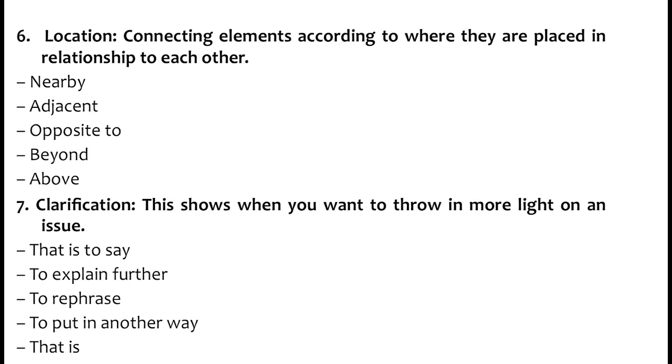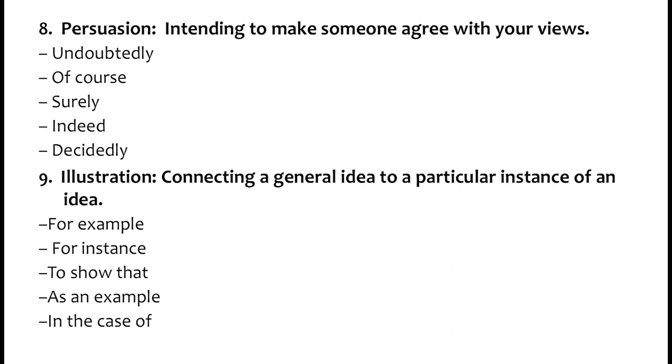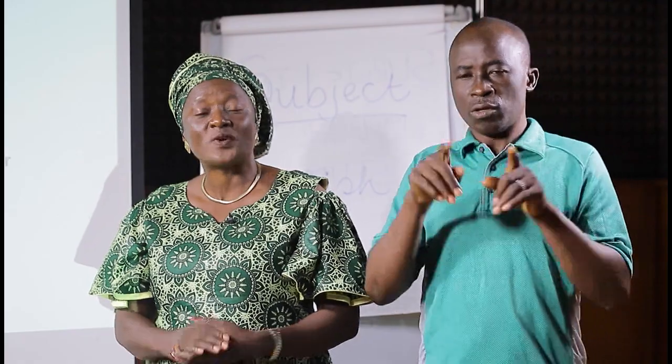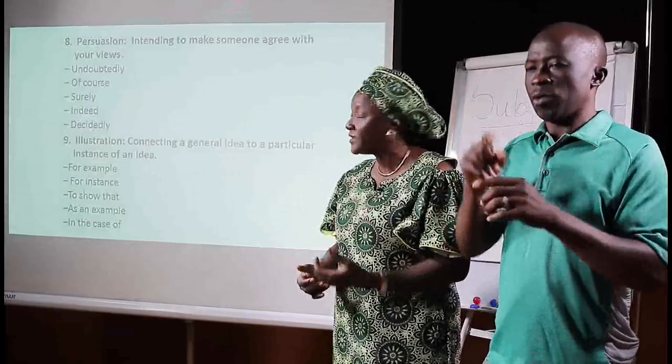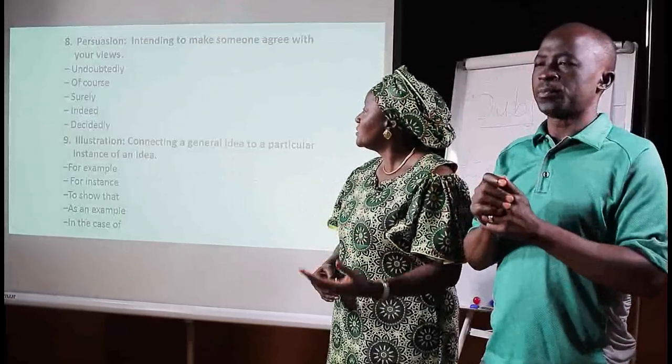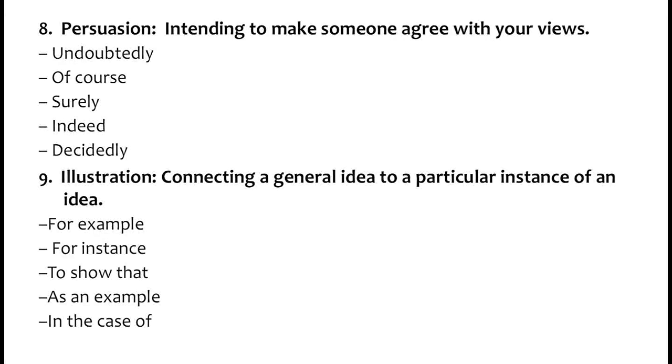That is. Number 8, persuasion. Intending to make someone agree with your views. When you try to persuade, you make the person believe you, you make the person agree with what you are saying or what you are doing. So you use words like undoubtedly, of course, surely, indeed, decidedly.